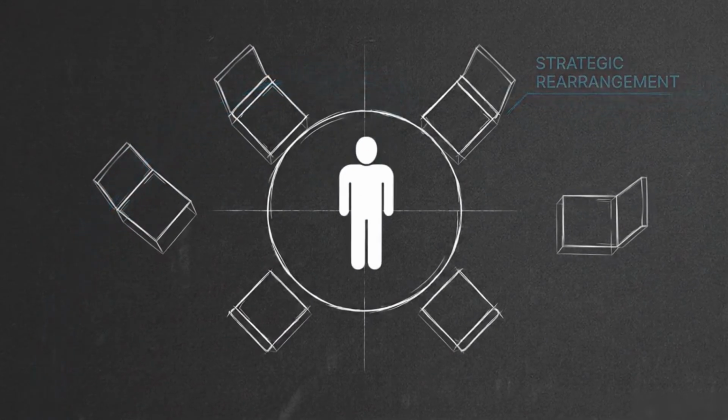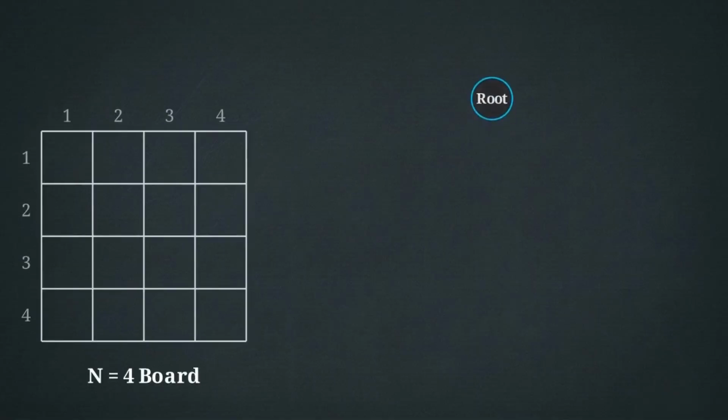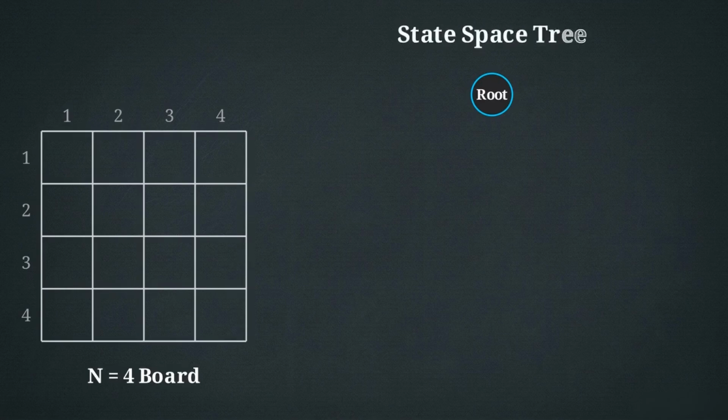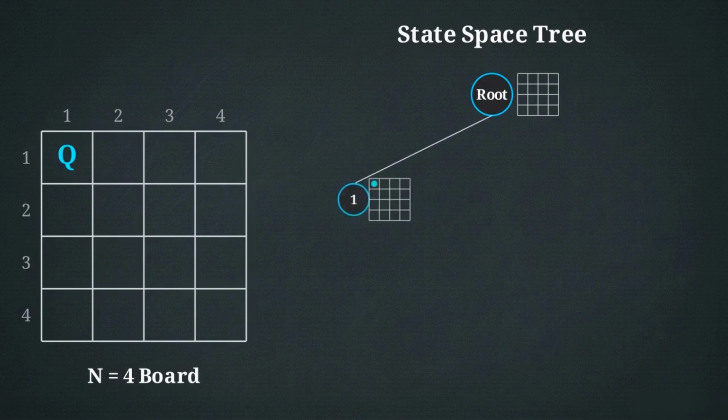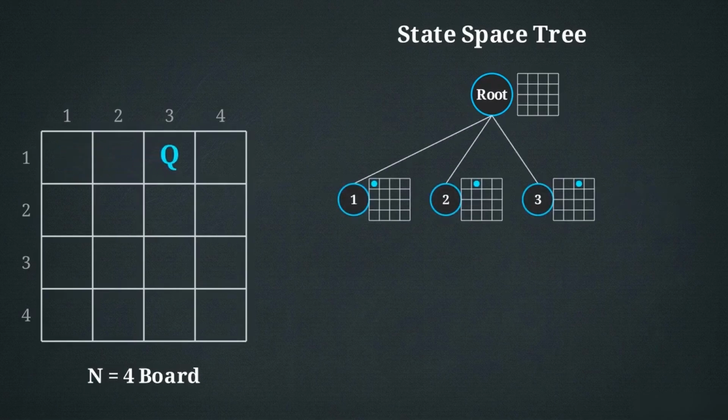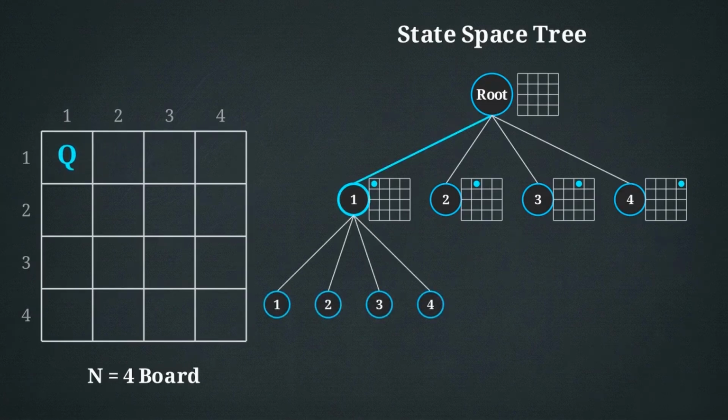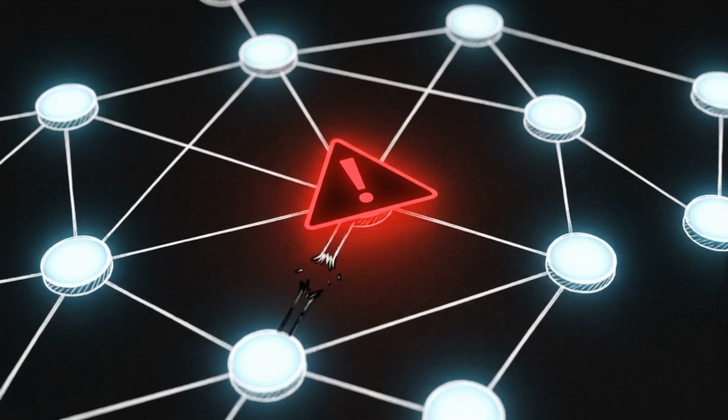To program this efficiently, we have to map out how the computer organizes these shifting choices. We model its decision-making process using a structure called a state space tree. Every node on this tree is a snapshot of the board at a specific moment in time. The first 4 nodes represent the 4 possible column choices in row 1. Selecting a node commits a queen to a square, which then creates a new set of branches for the next row down.